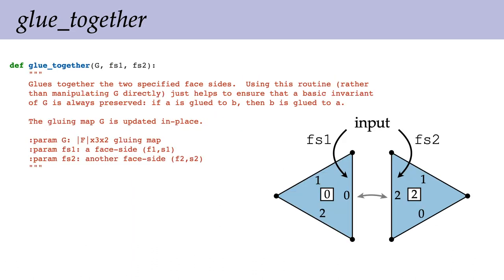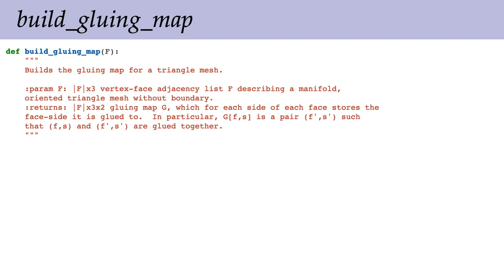Now to build the gluing map, we need to work a little bit harder, and we're actually going to first start by running a small subroutine to help us build the gluing map, which takes as input two face sides and just glues them together. This is useful because our gluing map should always have the property that if face side 1 is glued to face side 2, then face side 2 should also be glued to face side 1. So it's useful to have a little helper function that helps us get that right. Again, we can use these tuples to directly index and assign to the gluing map. So this function can just take the gluing map and two face sides as input and store them symmetrically in the gluing map.